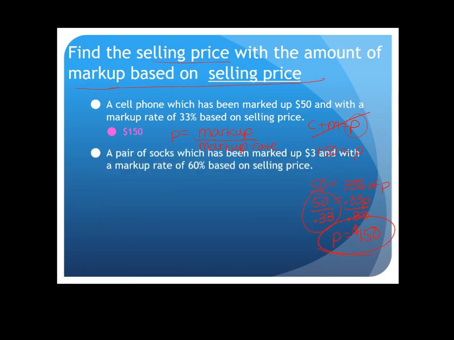Okay, a pair of socks which has been marked up $3 and with a markup rate of 60% based on selling price. So if we use this equation, the markup is going to be $3 divided by the markup rate, which is 60%. That's the same as a percent markup. So just make sure though that you put it in as a decimal. If I do 3 divided by 0.6, I get $5. So that's the selling price.